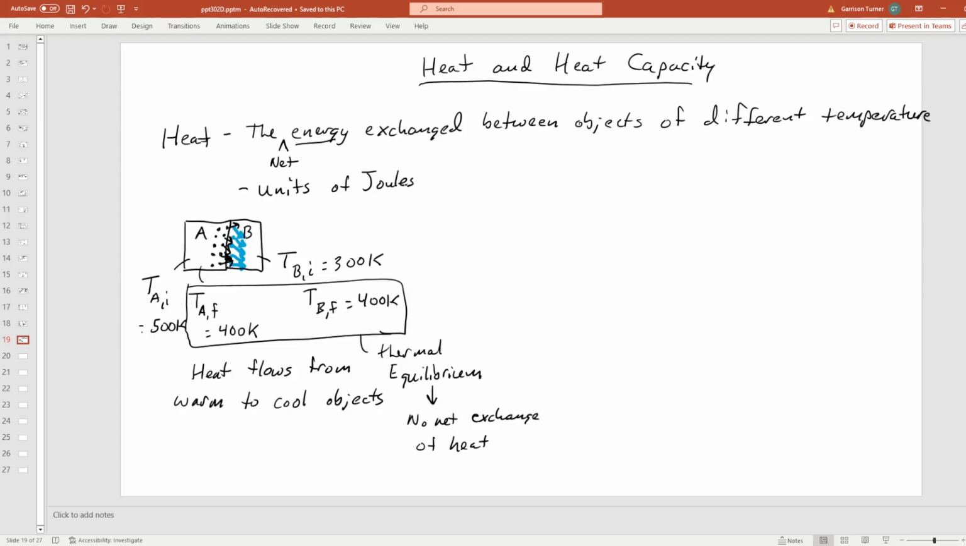There are a few other units that are common, as are the calorie, kilocalorie, British thermal unit, and we will kind of talk about those a little bit. But in SI, we will be calculating in units of joules, okay?